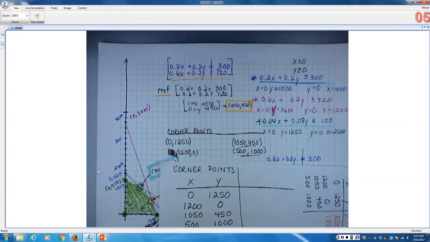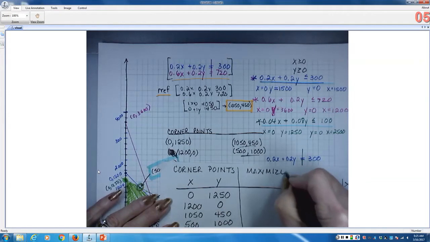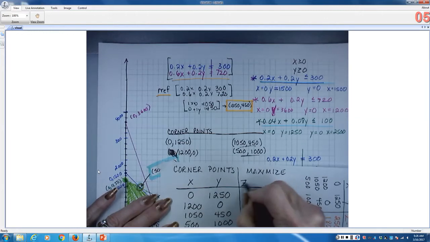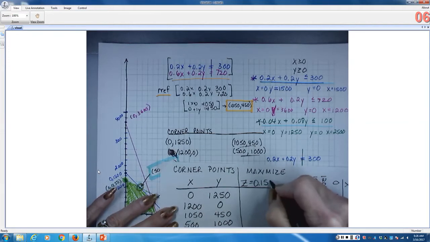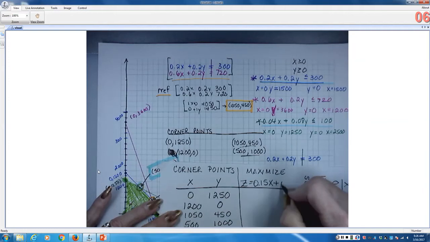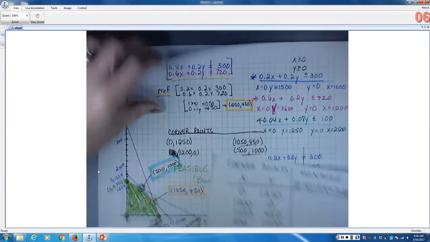And we want, excuse me, we want to maximize the profit function. And the profit function was z equals 0.15x because type 1 bolts sell for 15 cents each, and 0.20y because type 2 bolts sell for 20 cents each. So that takes us to where we were when we left off.